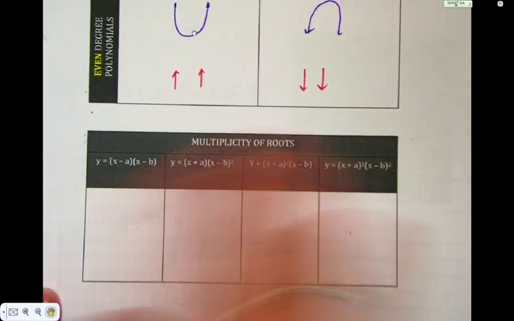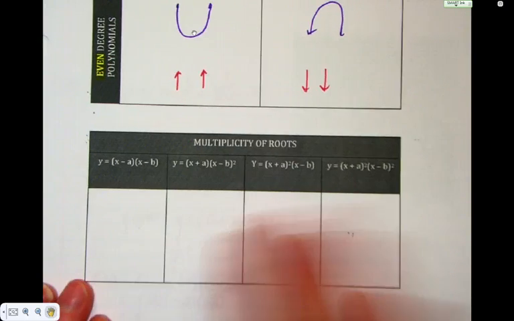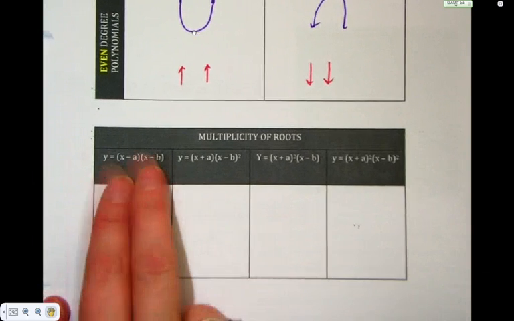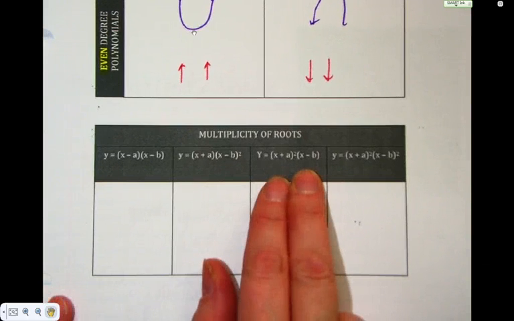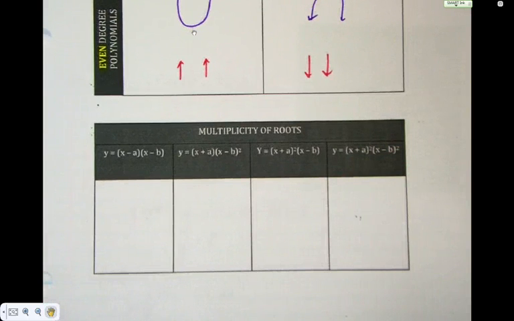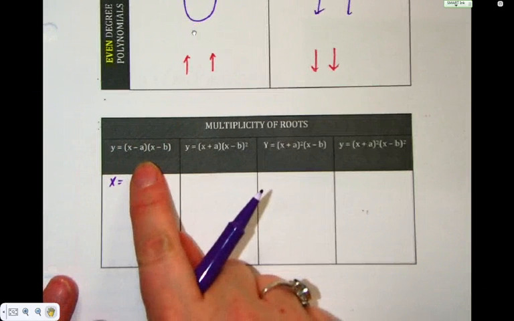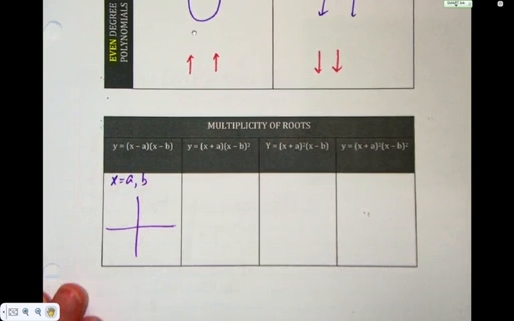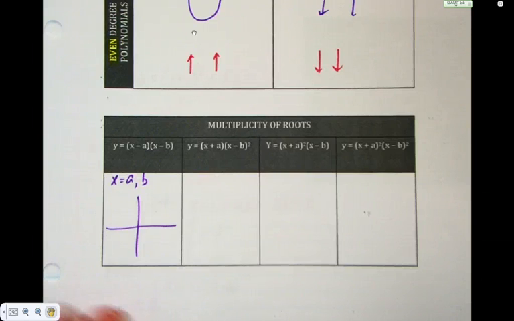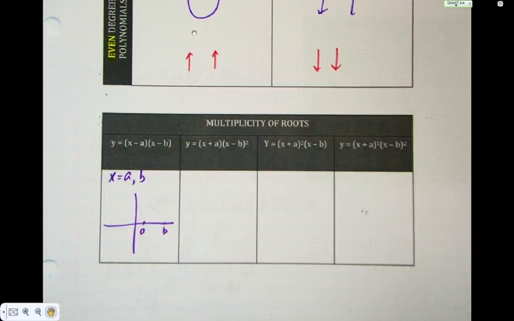Okay, go to the bottom of our little right brain chart here. So these are basically the various situations you're going to run into. They each have a multiplicity of 1. One of them has a multiplicity of 2. The other one has a multiplicity of 2. They both have a multiplicity of 2. Okay, so if we were to just solve this, x would equal a and b. And that means they're both positive values. So they're both on the right side of the x-axis.